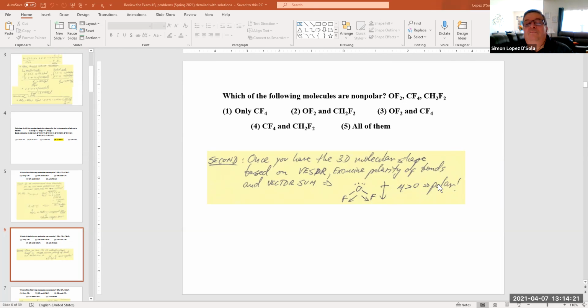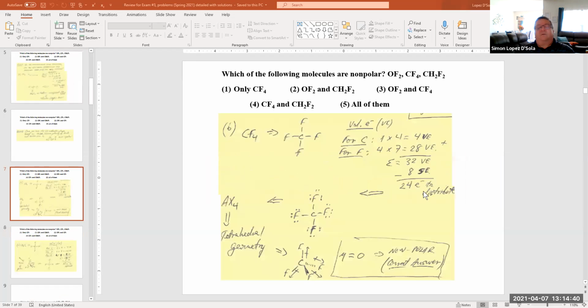So now you see that OF2 cannot be considered because this molecule is polar, and the question is asking you for the non-polar. So OF2 is not because it's polar. Now let's consider the second one. In the second one, we have carbon tetrafluoride.